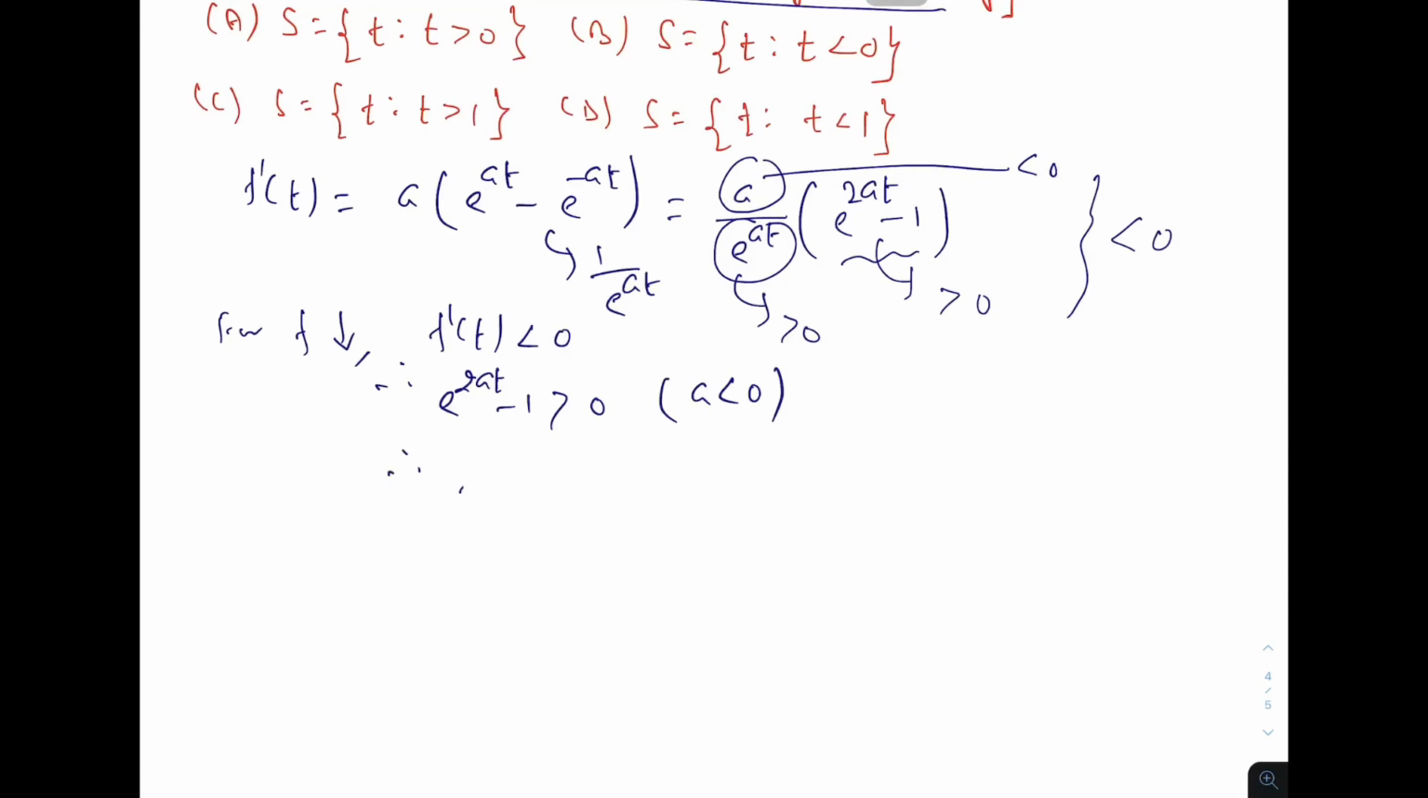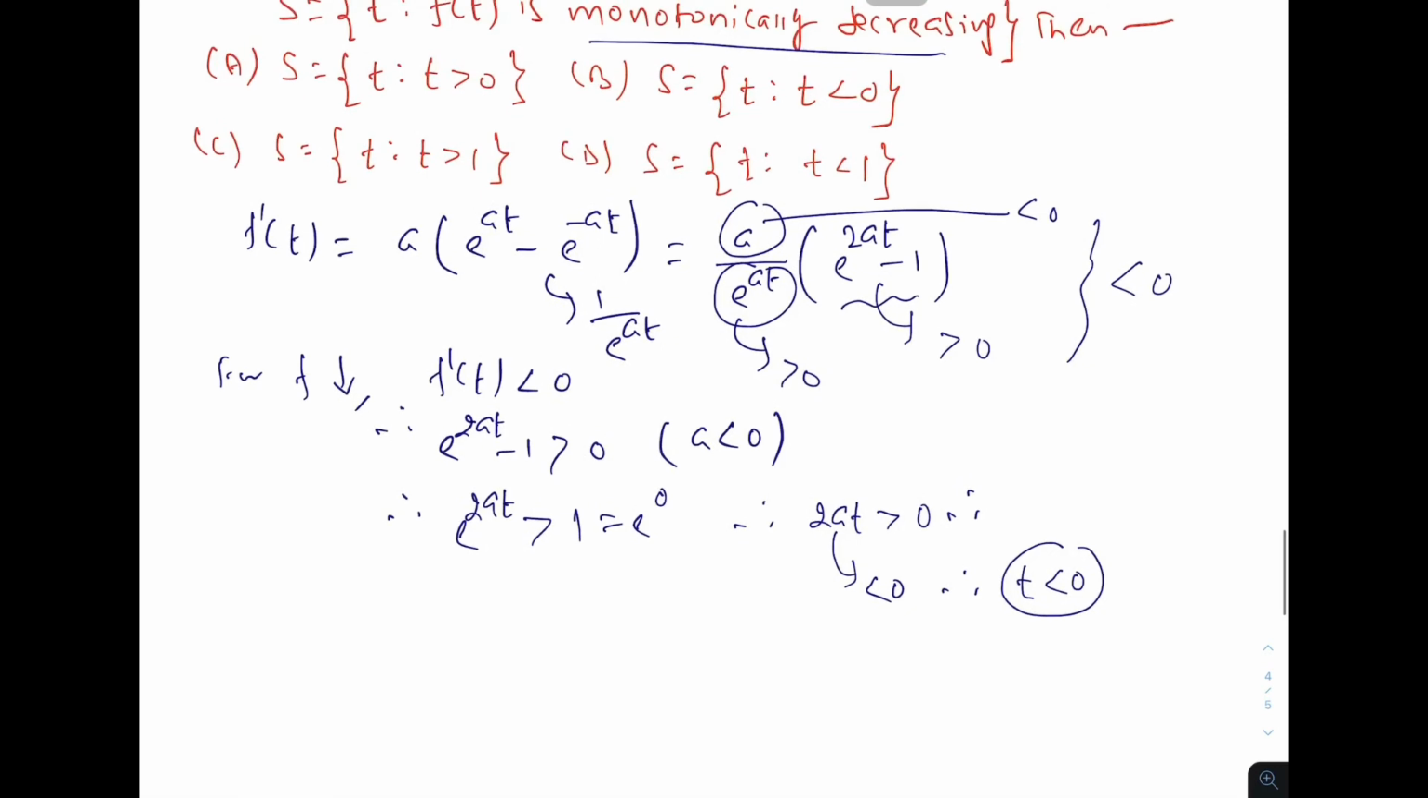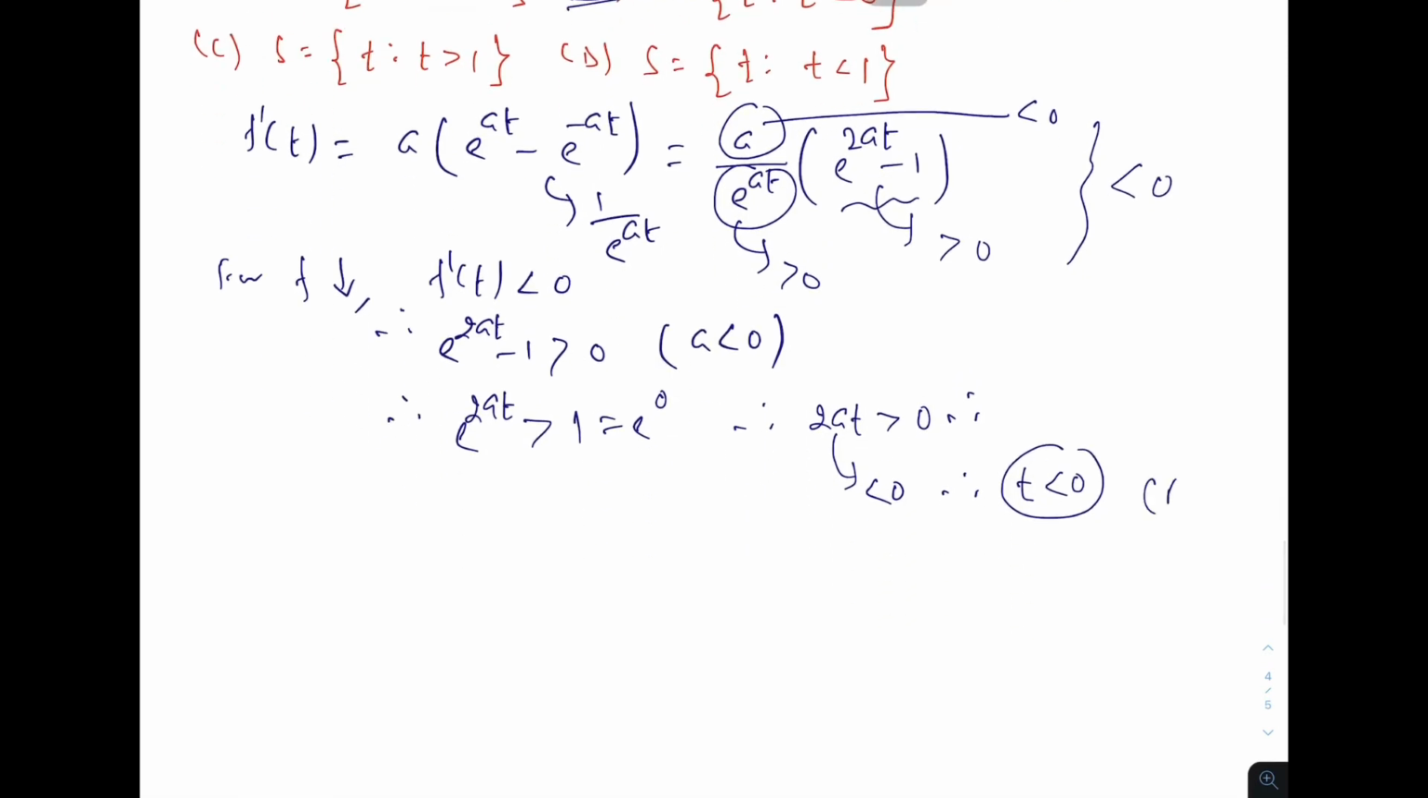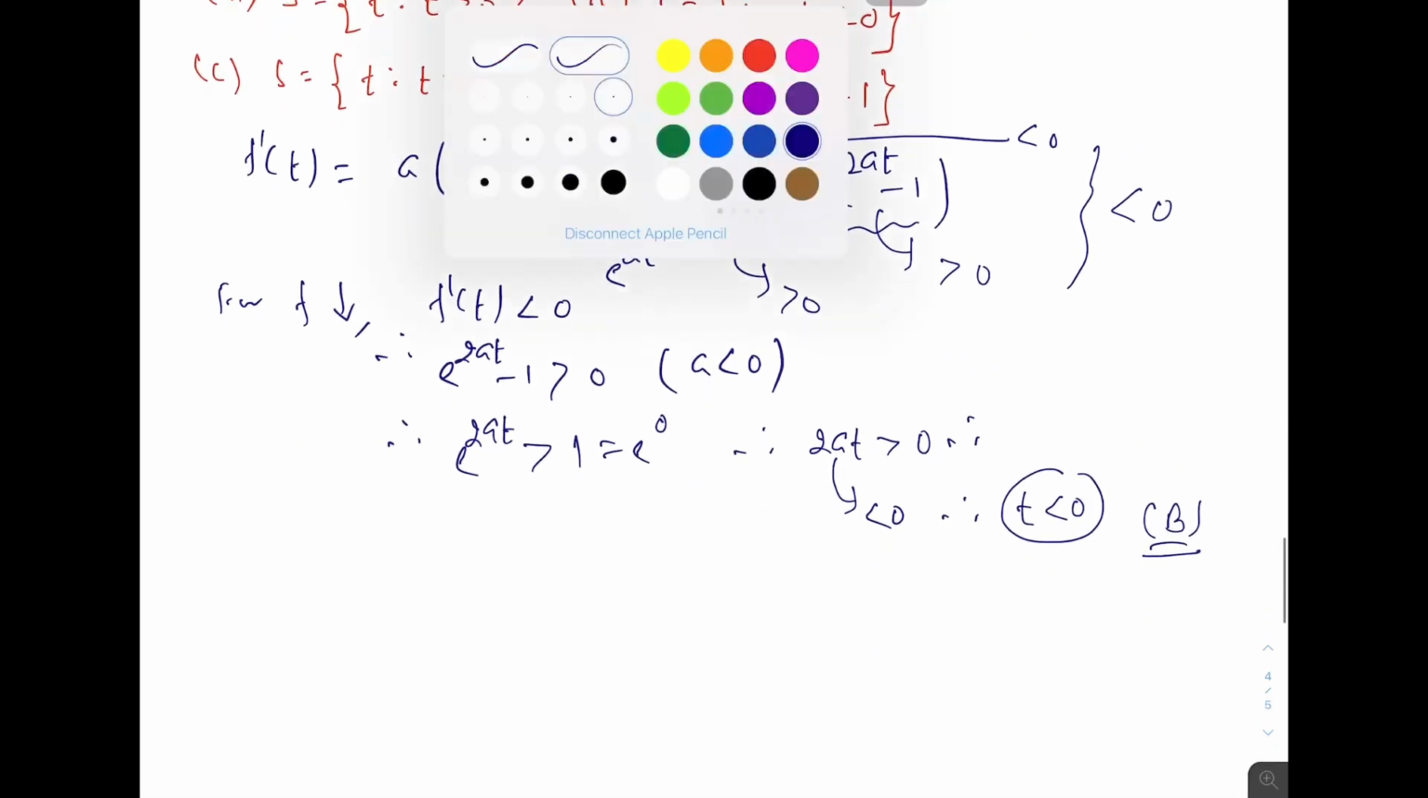Now therefore e power 2 a t greater than 1, which can be written as e power 0, so we can say 2 a t should be greater than 0. Because a is negative and the total is positive, t must be less than 0. If t is less than 0 and a is less than 0, then 2 a t is greater than 0, because both being negative makes the product positive. So the answer is t less than 0. So option B is the answer. Okay, take one more.